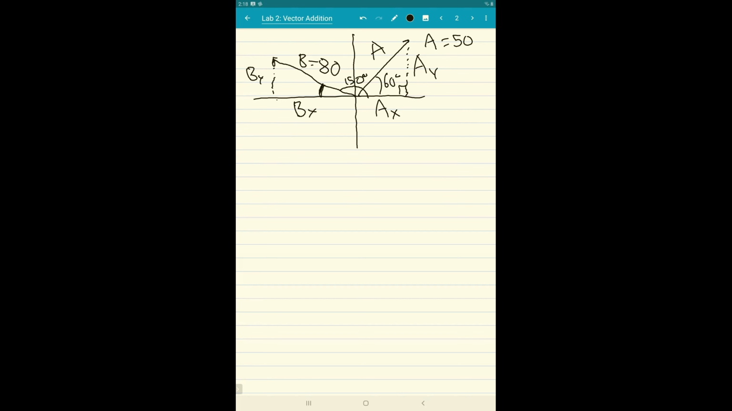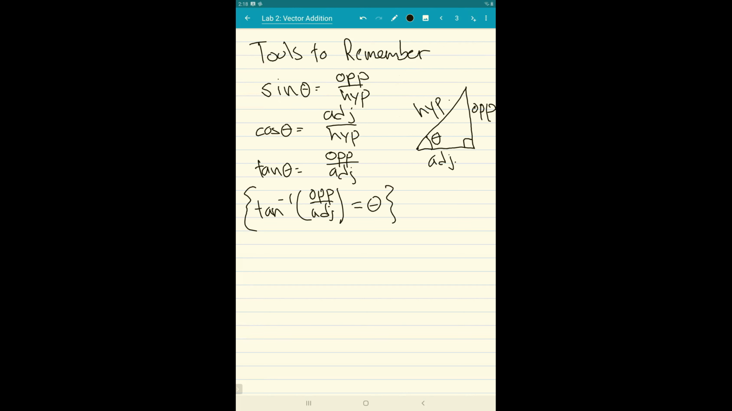What you want to do in this lab, the numbers that I'm looking for are measured from B all the way to 0. I'm looking for the 150, not for this one in here. The tangent inverse is going to give you the one inside the triangle. So then you're going to have to say, okay, 180 minus whatever this angle is, alpha or something, will give me the angle I'm looking for out here. Okay, so that's important.